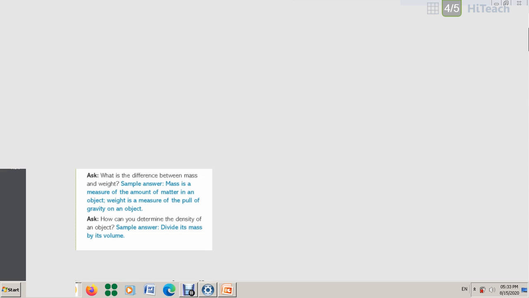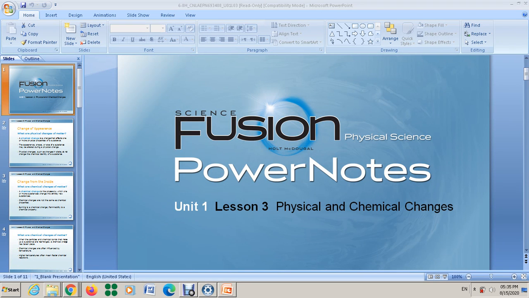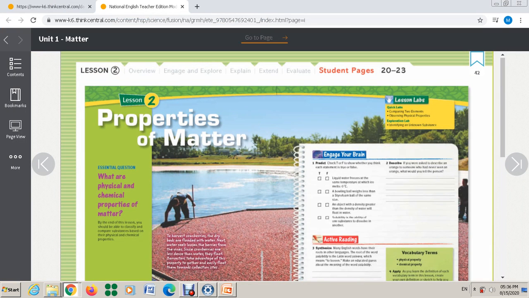Okay, since we're talking about matter, what does matter mean? What do you think? The meaning of matter is anything that has mass and takes up space. Again, anything that has mass and takes up space. For example, the chair is matter. You are matter. A laptop is matter. A pencil is matter. It has mass and takes what?